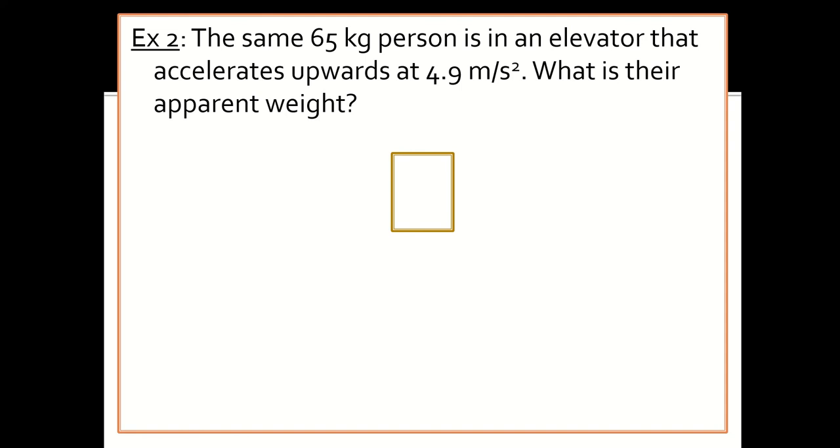Now the same person is in an elevator that accelerates upward at 4.9 meters per second squared. So now it's accelerating. So your Fnet is not going to equal 0. So what is their apparent weight? So again, here our Fn, our Fg, acceleration is upwards. So I'm going to make my positive to be up so that the ma in my Fnet equation is going to be positive. So I end up with Fn minus Fg equal positive m times a.